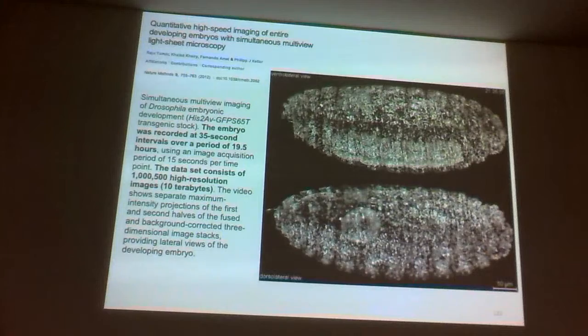We're just trying to push this so that we can take a larger organism and get the same resolution, for example. There's another question. You said that one of the advantages here is that you only have light in the area that you actually collect from as well. Yes.